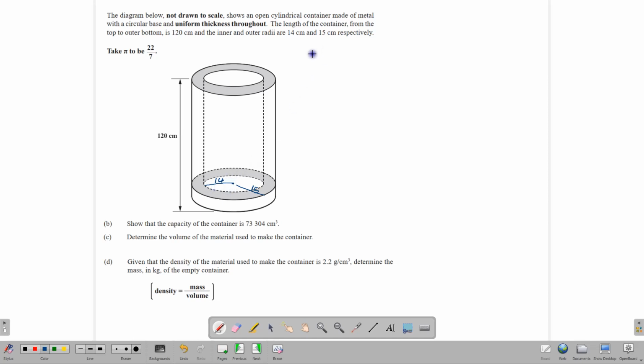So remember now, our formula for calculating the volume of a circular cylinder like this is volume is equal to pi r square height. Now we have our pi, which is 22/7, and we have our radius, which is 14, so 14 square, and our height. Now the question said the thickness is uniform throughout. Notice from the top to the bottom is 120, but the container in the part that it has on the inside doesn't go all the way to the bottom. Otherwise, whatever you put in there would run out.